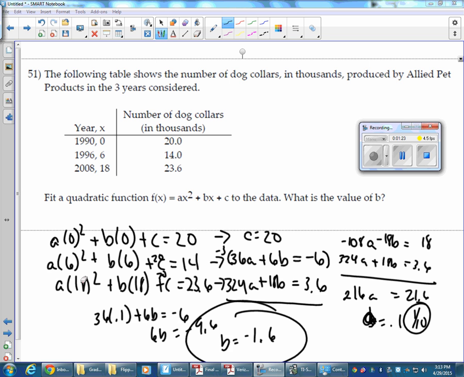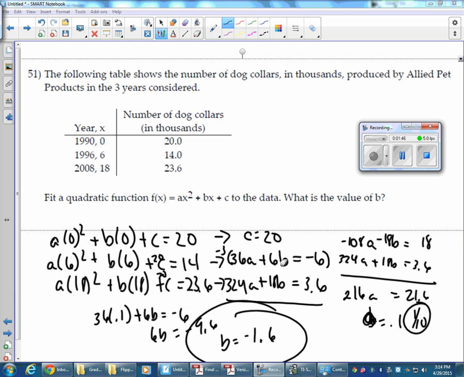And then I plug in 18. 18 squared is 324a. 18 times b is 18b, and then take this 20, move it to the other side, and I get 3.6 over here, because I subtract 20 from 23.6. So now I'm going to take these two equations and try to figure out what a or b is.